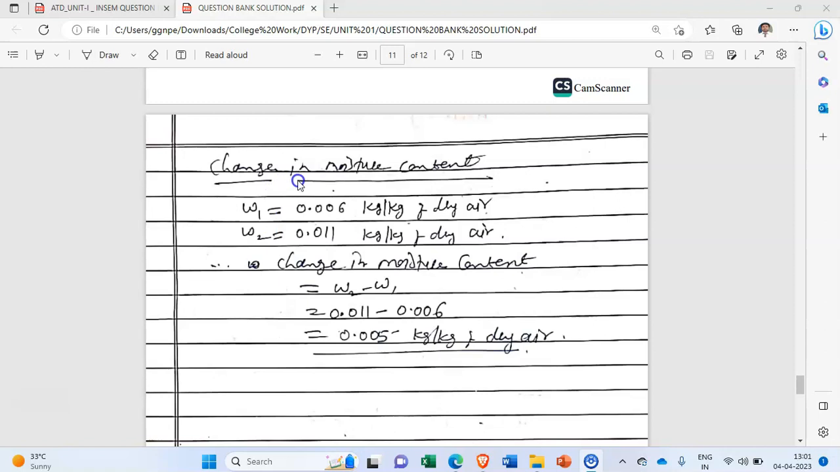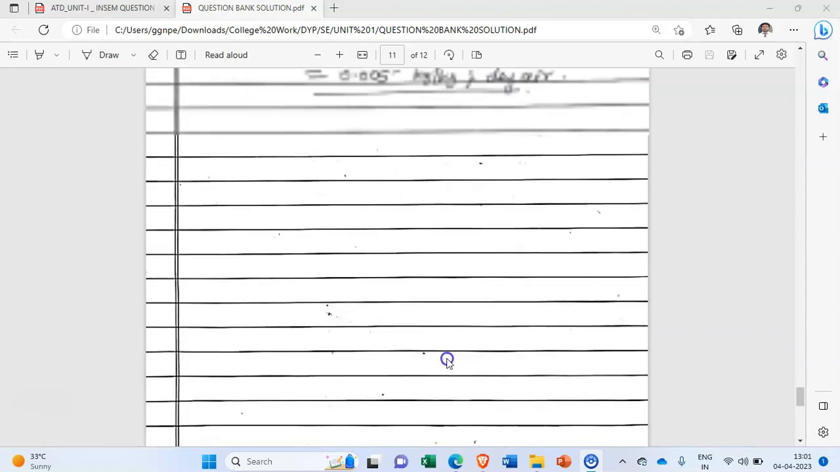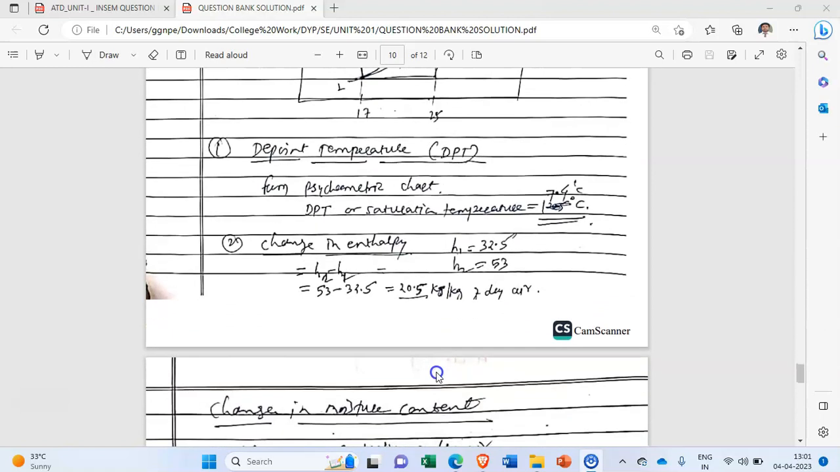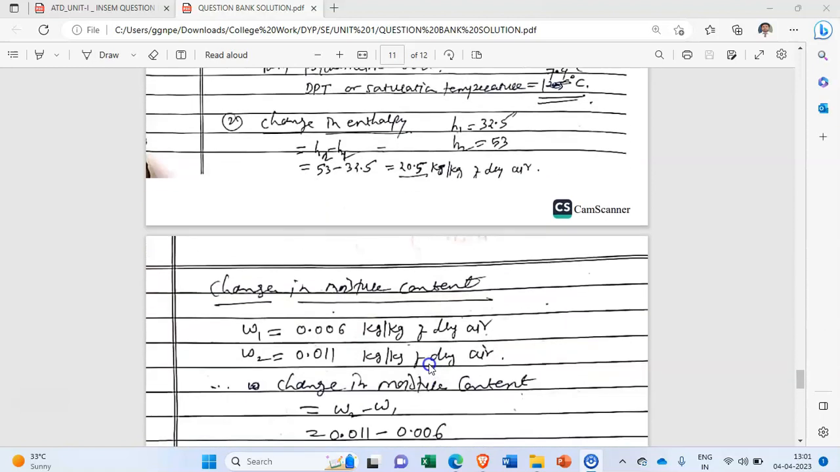And how to calculate change in moisture content? Just calculate w1 and the value of w2, and from that the change in moisture content is w2 minus w1, that is 0.011 minus 0.006. That is 0.005, sorry, kg per kg of dry air. So this is a very simple question. I hope you understood this question also, and all the questions that I have already explained.